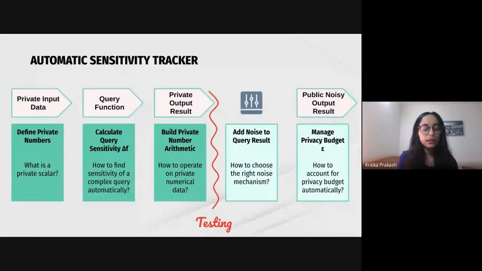And so the things that are yet to be done are building privacy budget accounting support, as well as figuring out the best way to add noise to it.